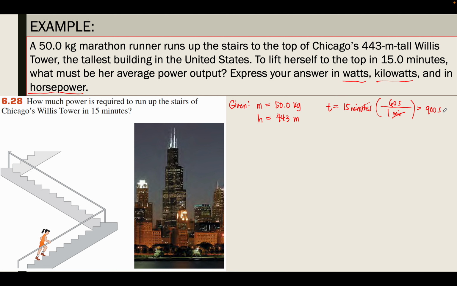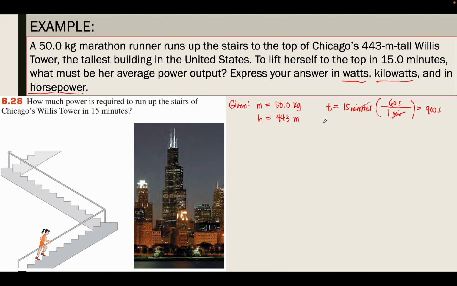Okay, so now before we can proceed with calculating for the average power output, we need to solve first for the work done by the runner. It's because to solve for the average power output, we need the work as well as the time, but we don't have any value for the work yet. So we need to solve for the amount of work done by the runner. Given the mass, we have the height and the time.